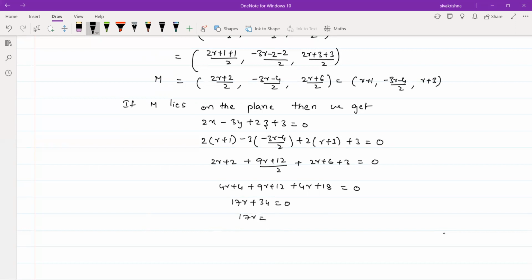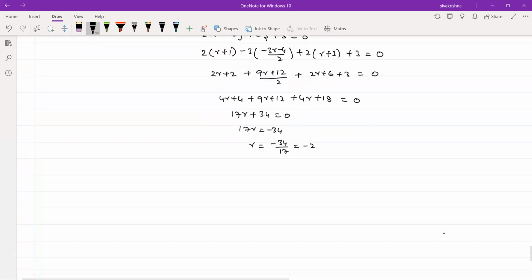So 17r is equal to minus 34, and r is equal to minus 34 by 17, which is equal to minus 2. So finally we get r is equal to minus 2. Whenever we get the value of r, then we can find the image. Therefore, I am writing the point Q.